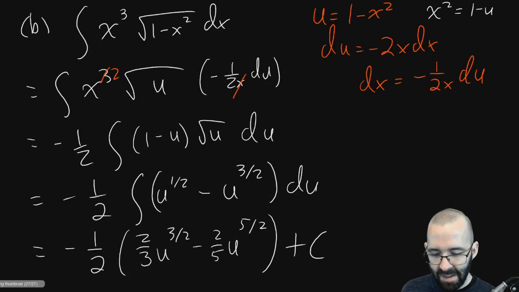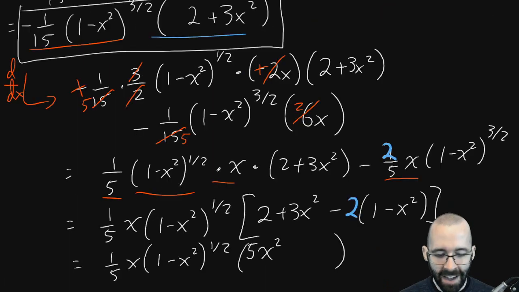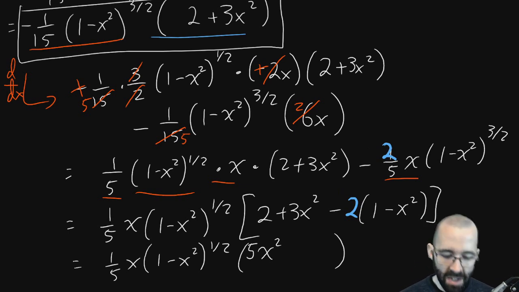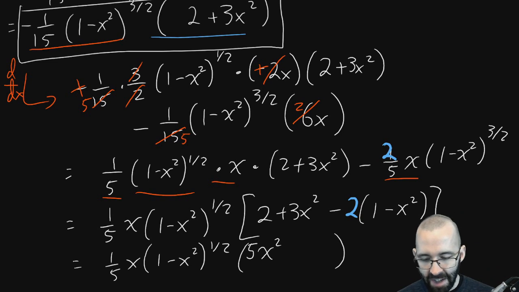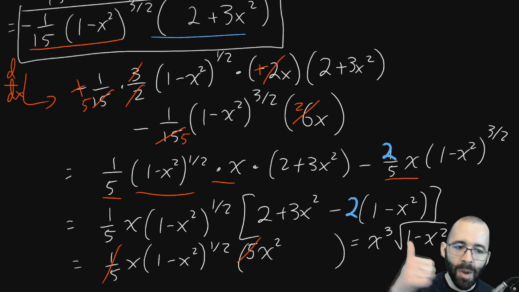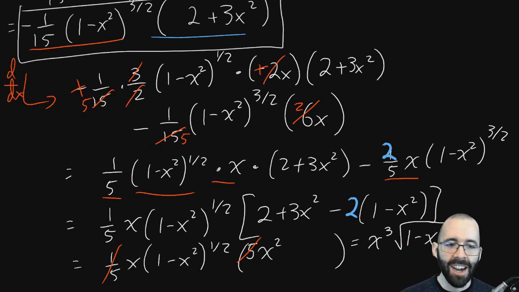This is maybe not good. All right. I lost my 2 over here. So this is 2/5, which is 2. And then 2 minus 2 is 0. 3x squared plus 2x squared is 5x squared. Now 5 divided by 5 is 1. x squared times x is x cubed. And we get x cubed, square root of 1 minus x squared, which was our original integrand. We are good to go. Everything checks out. Woohoo!